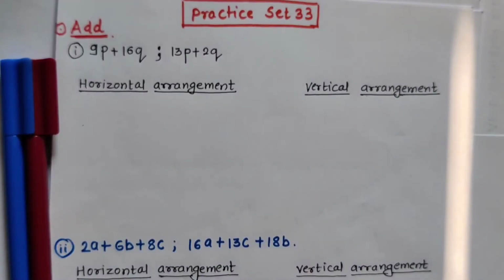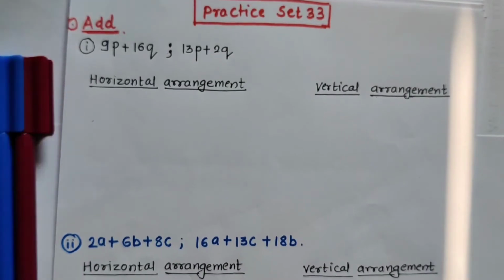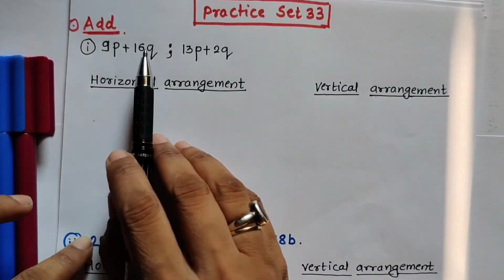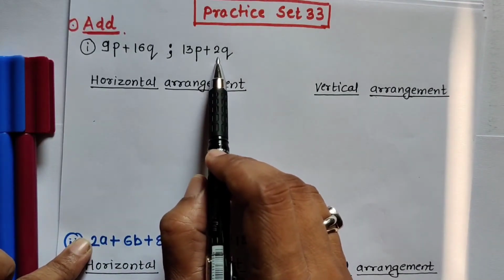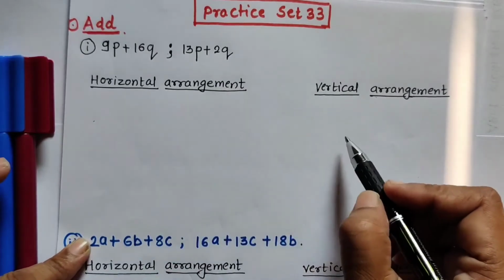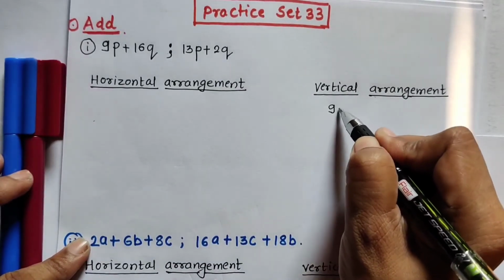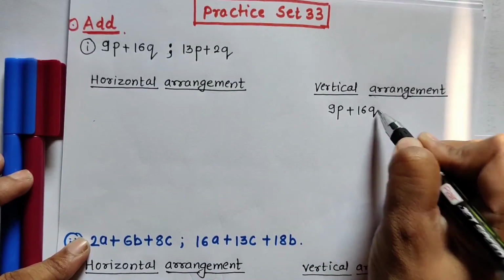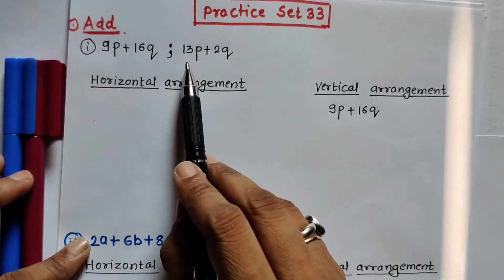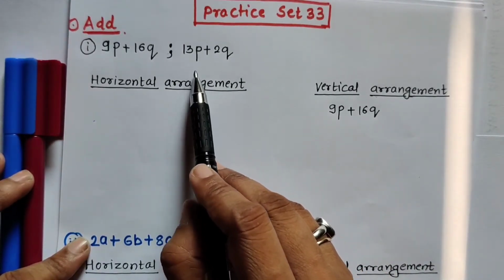Now let us see, I have written the sums. The first sum is 9p plus 16q, the first polynomial, which is a binomial. We can see there are 2 terms. Here also, 13p plus 2q. In vertical arrangement we write the terms one below the other. First I am going to write the first binomial 9p plus 16q, and then while writing the second binomial we have to see that like terms come one below the other.